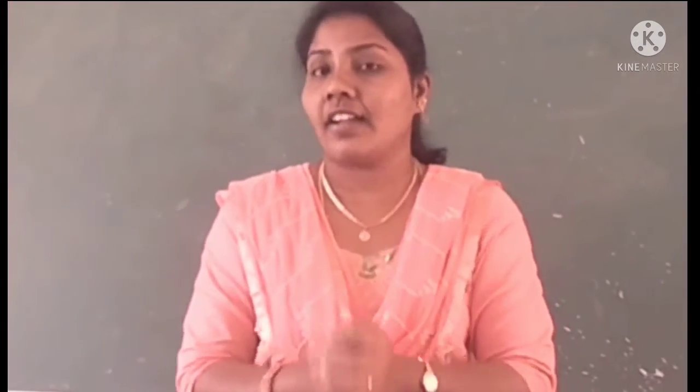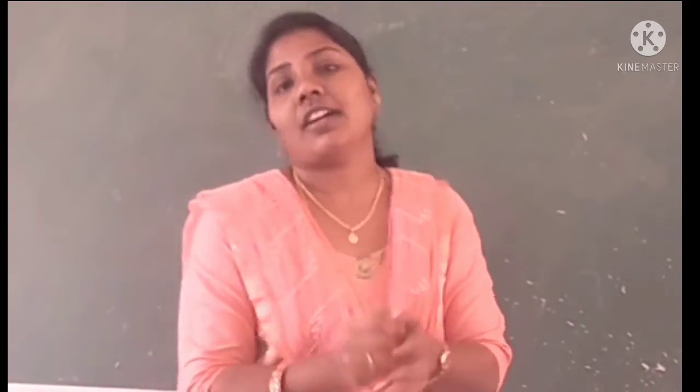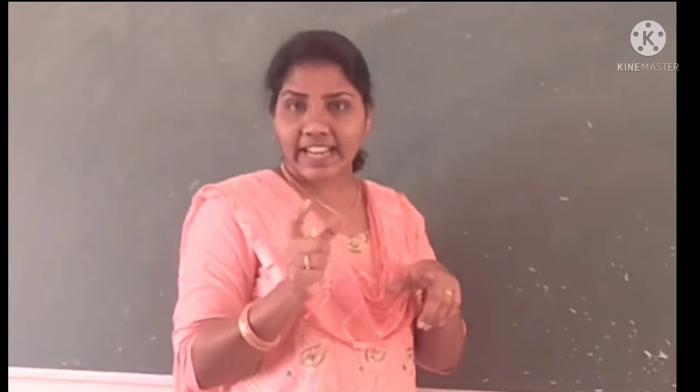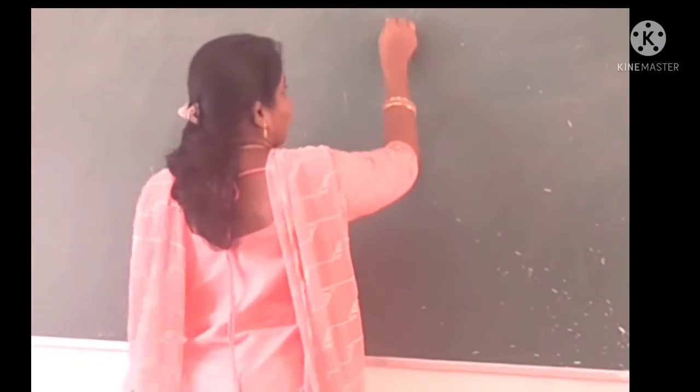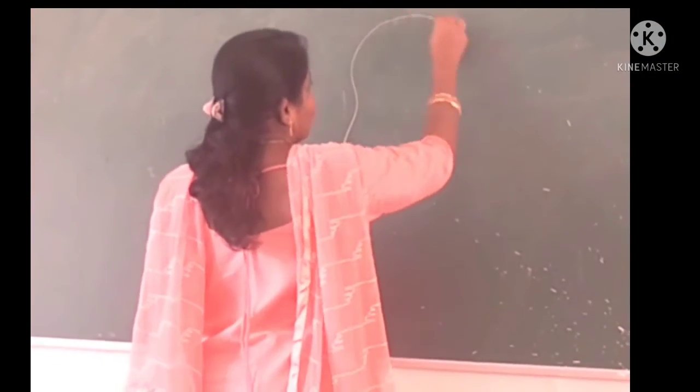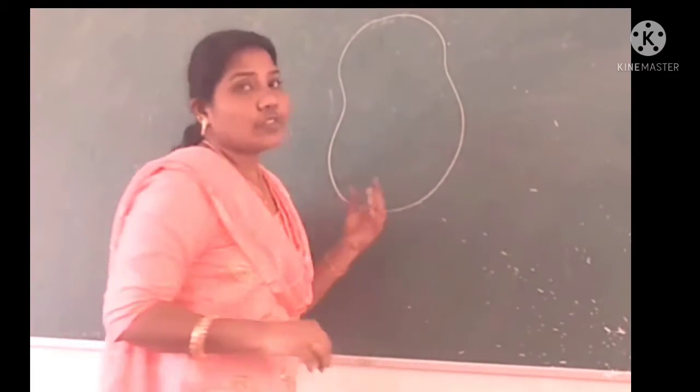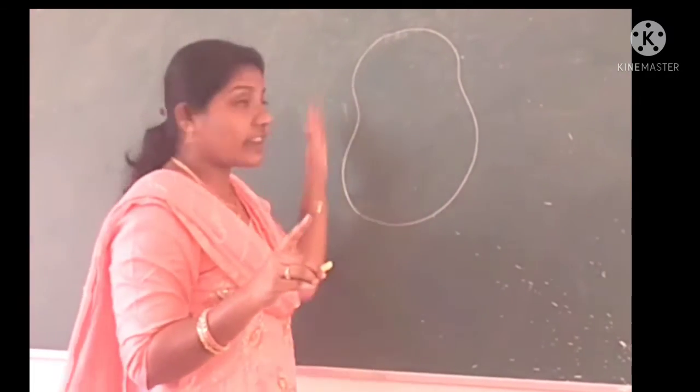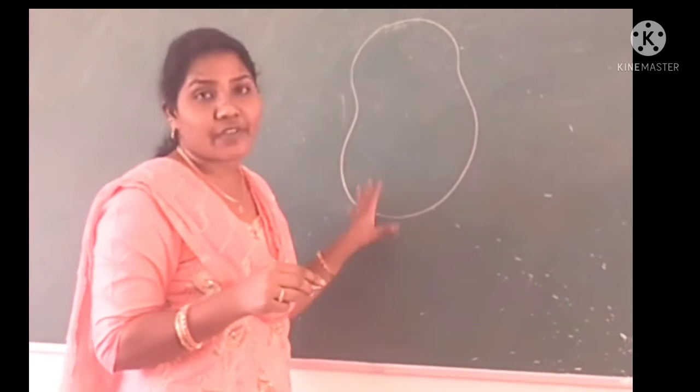Children, I am going to ask one question. If I give you an assignment to draw a cell, if it is an animal cell or plant cell, how can you draw that cell? You can start with the boundary of the cell. Yes, like this way. First of all, you can draw the boundary of the cell like this.